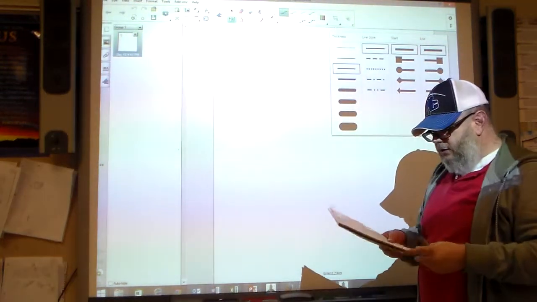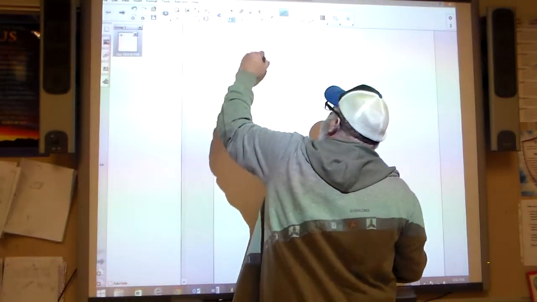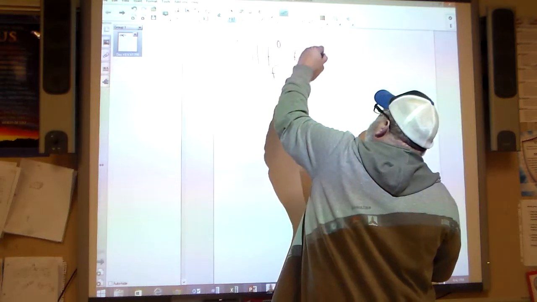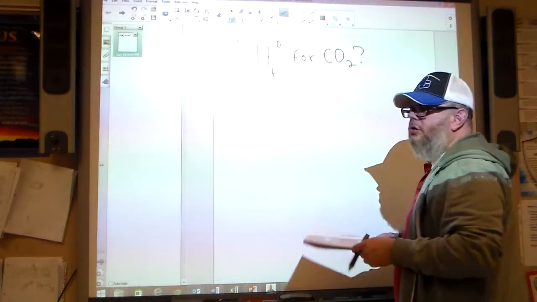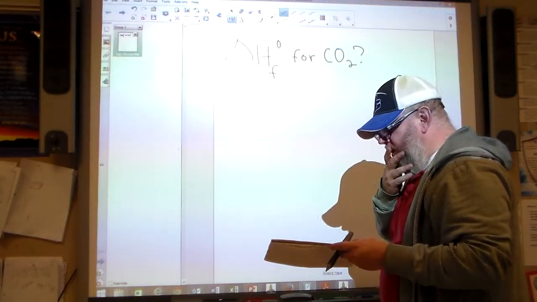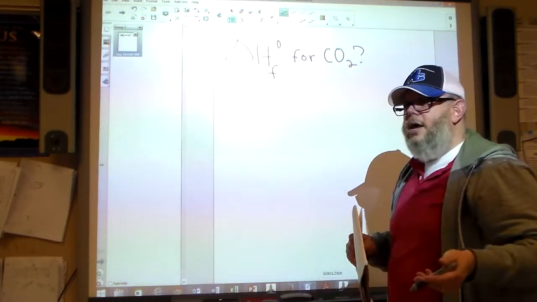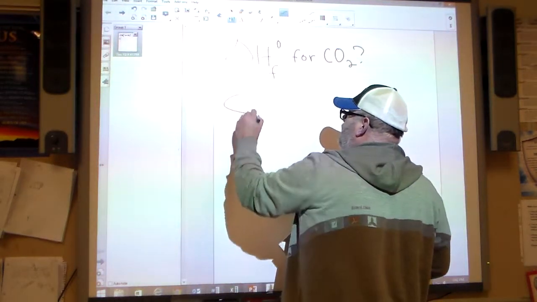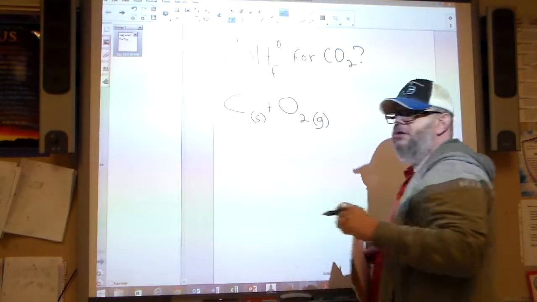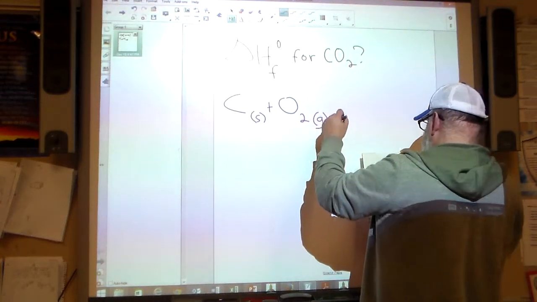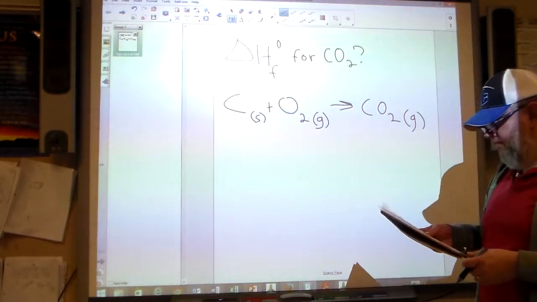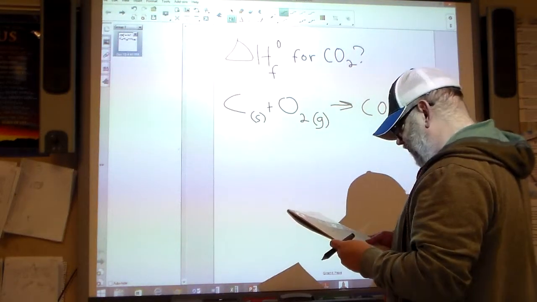So let's take a look at something else. What is the delta H of formation, our standard formation, for CO2? So we're going to look at delta HF for carbon dioxide. What do we need to have the formation of carbon dioxide? We're going to have carbon in the form of a solid plus O2 in the form of a gas, and this goes straight up to CO2 as a gas. We're quite familiar with it.